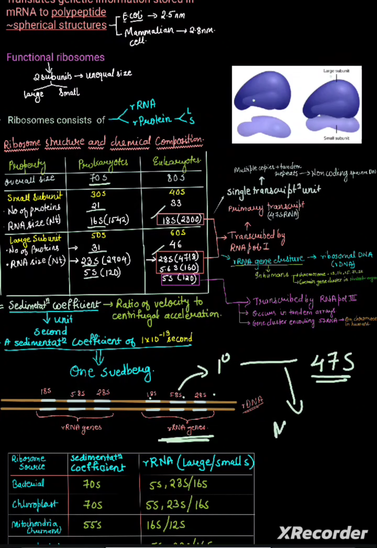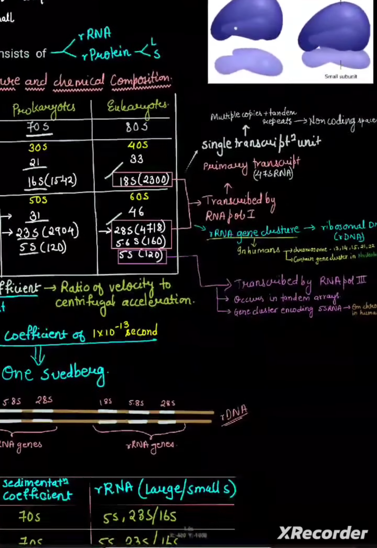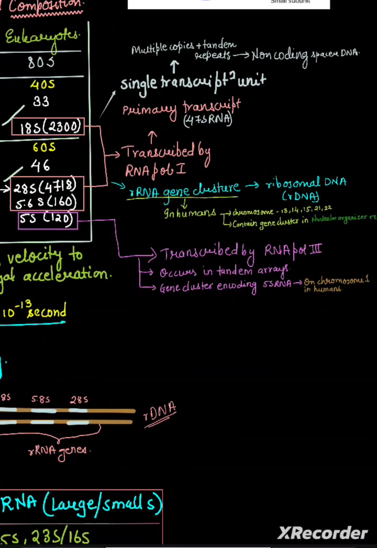Later, when it matures, what happens? You will get three different RNAs. One will be 18S, one will be 5.8S, and this one will be 28S. So like this, when it matures, you will get the three different RNAs which we were looking at. Now, where are these rRNA gene clusters located?